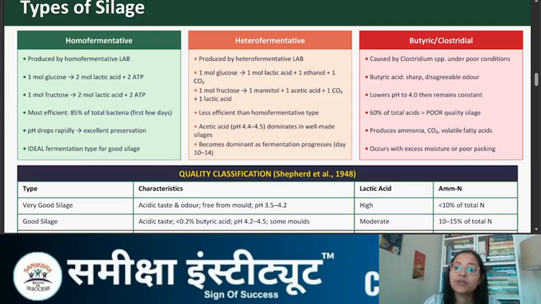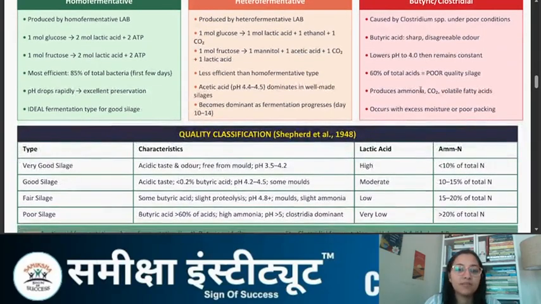So it produces ammonia, carbon dioxide and volatile fatty acids. It occurs whenever there is excess moisture or poor packaging. So this is not desirable.